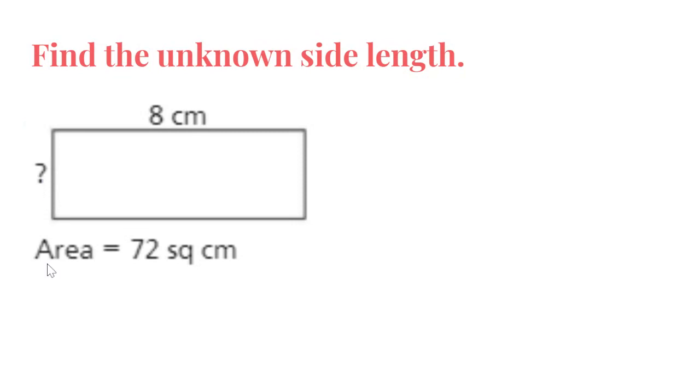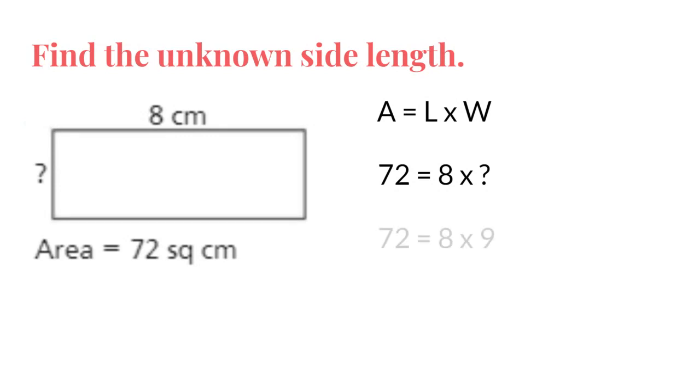So I use what I know. I have my formula. Area is equal to the length times the width. Now I'm just going to fill in what I know. The area is 72, and that is equal to 8, which is the length, times something. I don't know what that other thing is. I'm just using a question mark for the variable. Well, 72 is equal to 8 times 9. So the answer is going to be 9 centimeters is the side length.